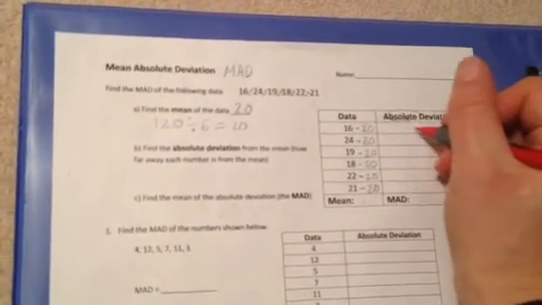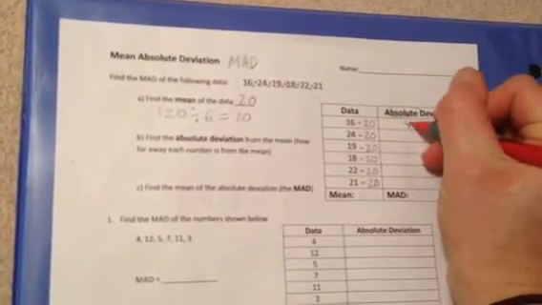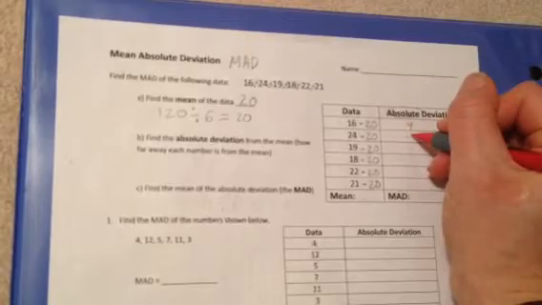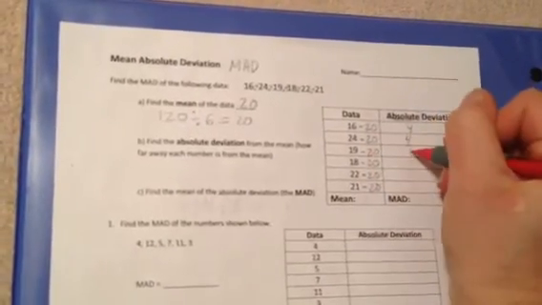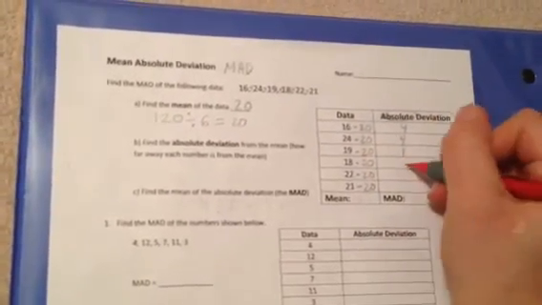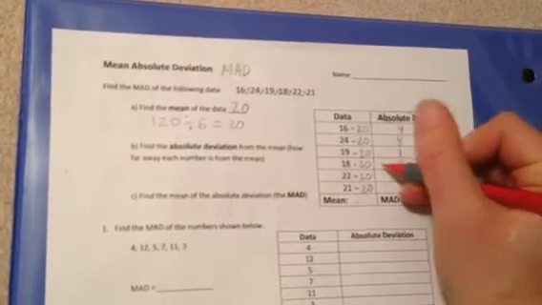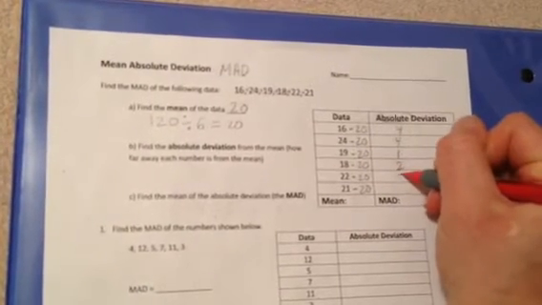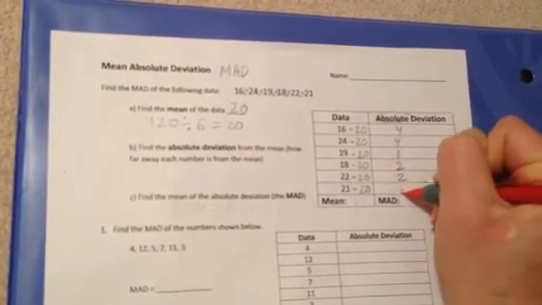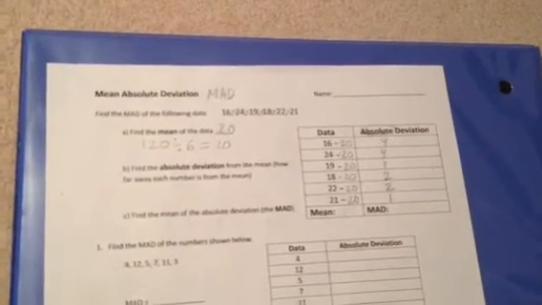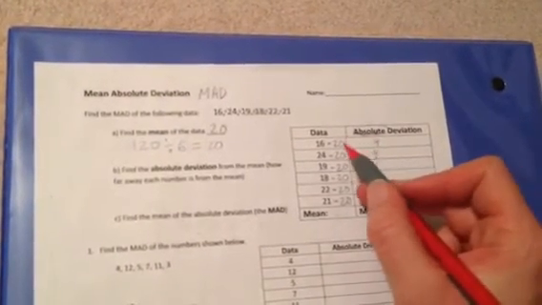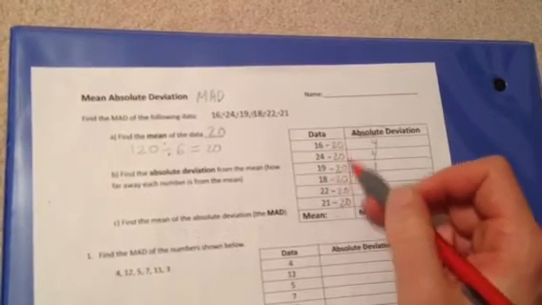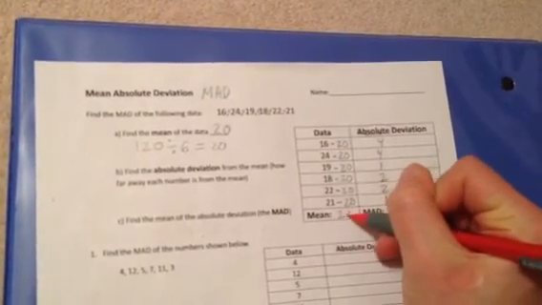So if we have 16 minus 20, that'd be negative 4, but we're just going to make it a positive 4. 24 minus 20 is 4. 19 minus 20 will make positive 1. Then we get a positive 2. Another 2. And then finally 21 minus 20 is 1. So that's the deviation, how far each of the data points is from the mean, which was 20.